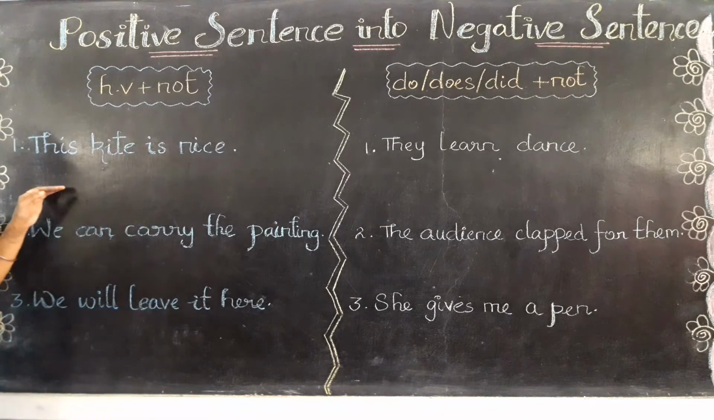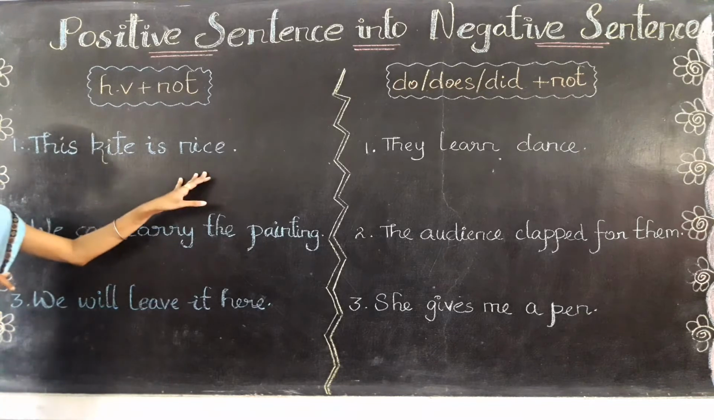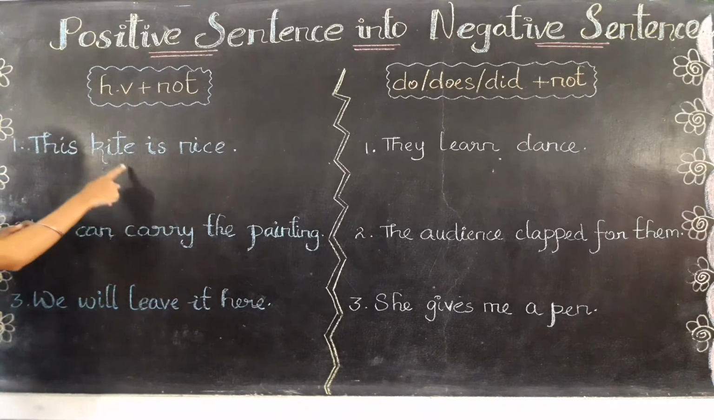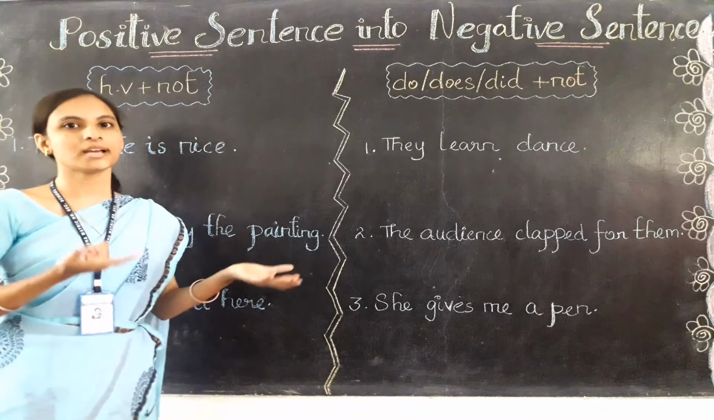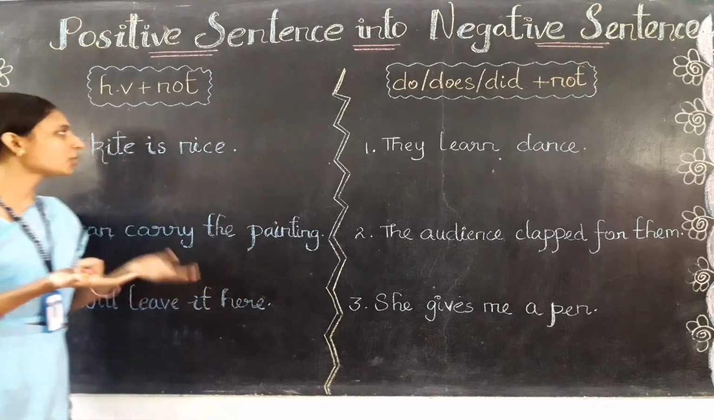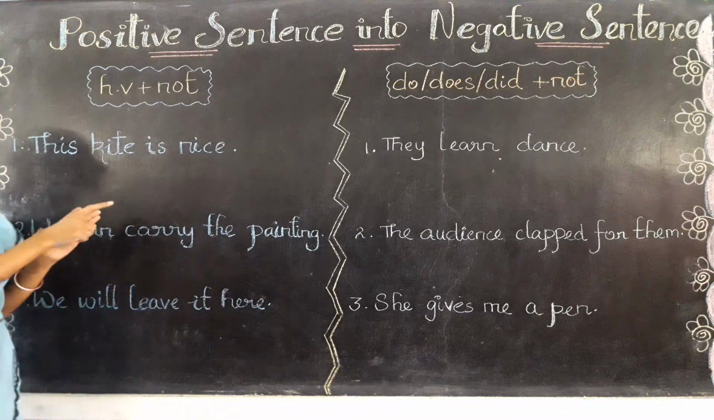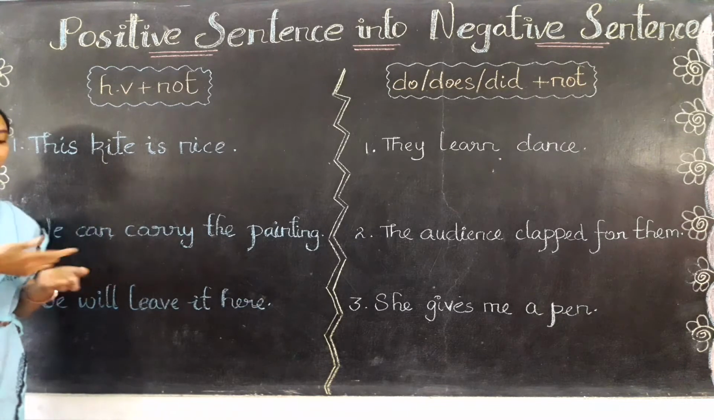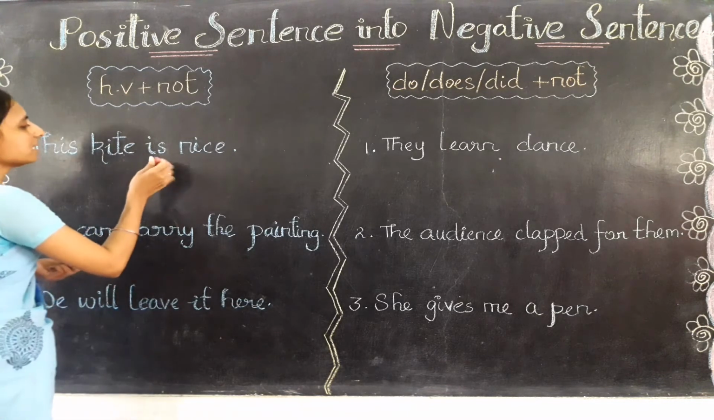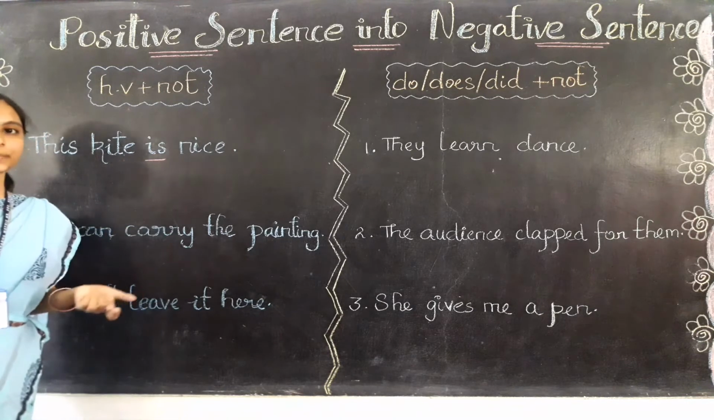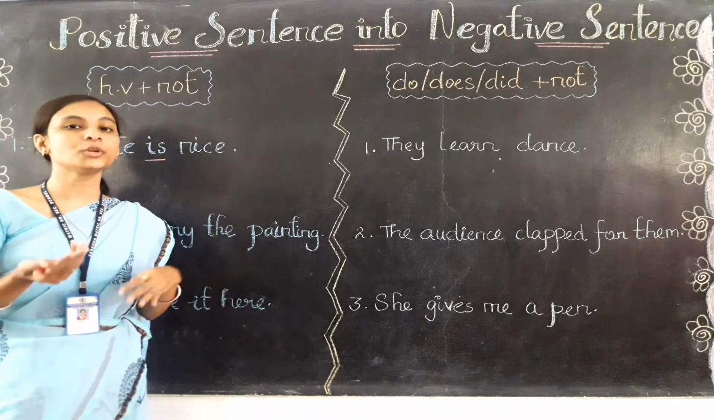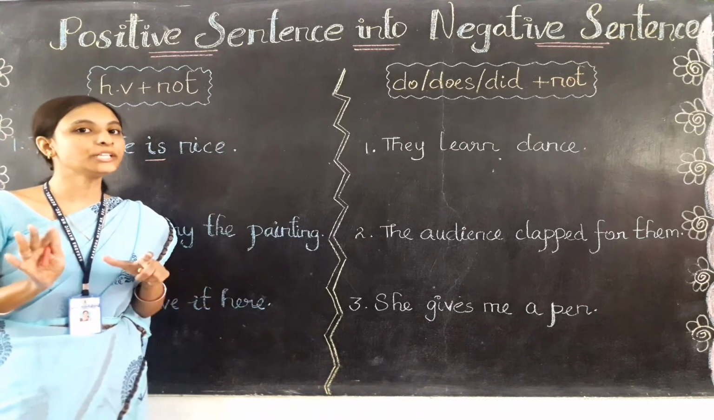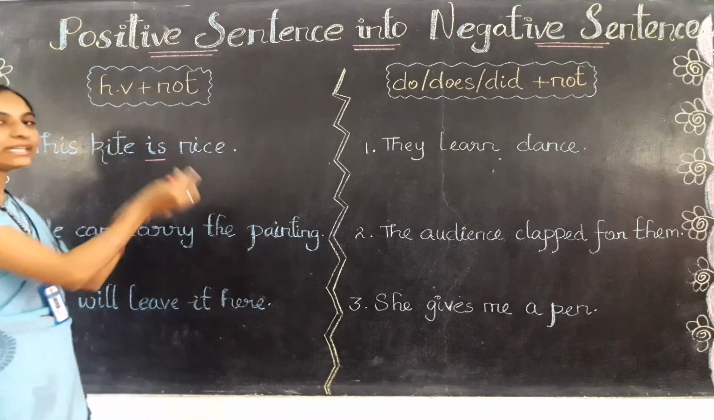Let's start doing the first one. First sentence: this kite is nice. What is the sentence? This kite is nice. So it means the kite is nice, it looks beautiful. Here you need to check the helping verb. Where is the helping verb? Very good, is is the helping verb. So to make this sentence negative, what do we need to add? Yes, we need to add not after the helping verb.